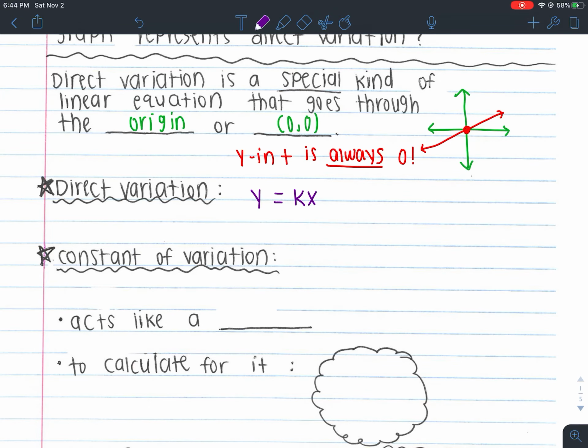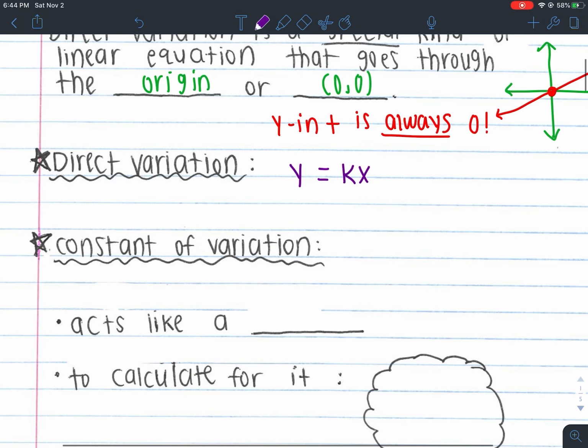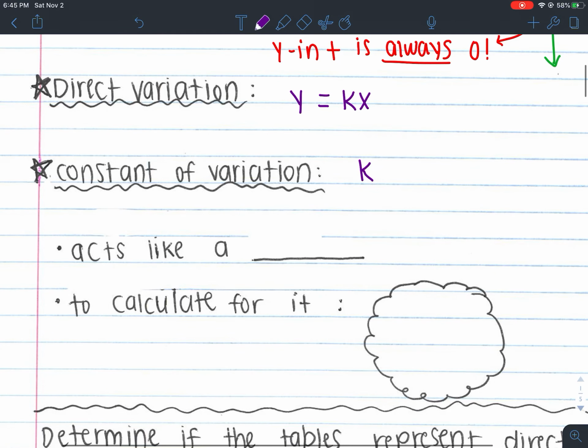Now, the k is kind of like our slope, but it is also called the constant of variation. So direct variation is y equals kx, and it's just a special name. It's a very fancy name, but all it's really saying is that the y-intercept is 0. That's really the only special thing about it. The constant of variation is also known as the slope, so it acts like a slope. So instead of y equals mx, we have y equals kx. So if I ask for the constant of variation, I'm asking for k.